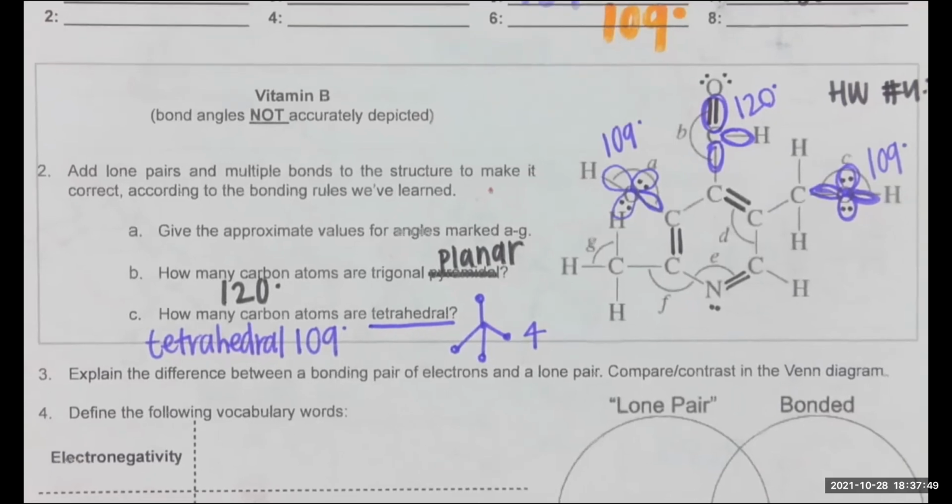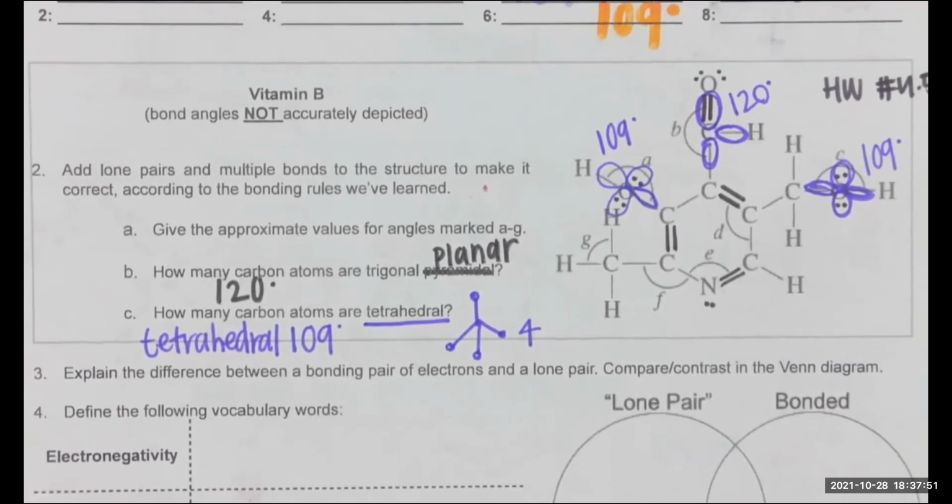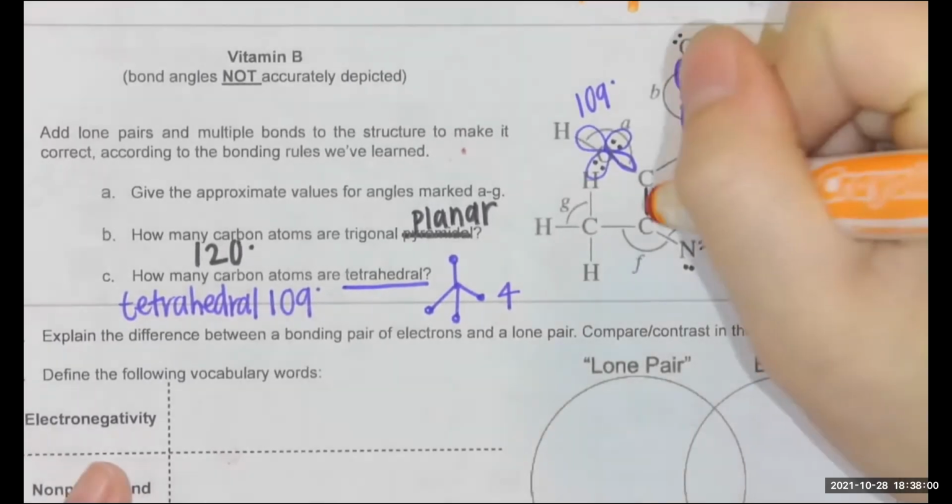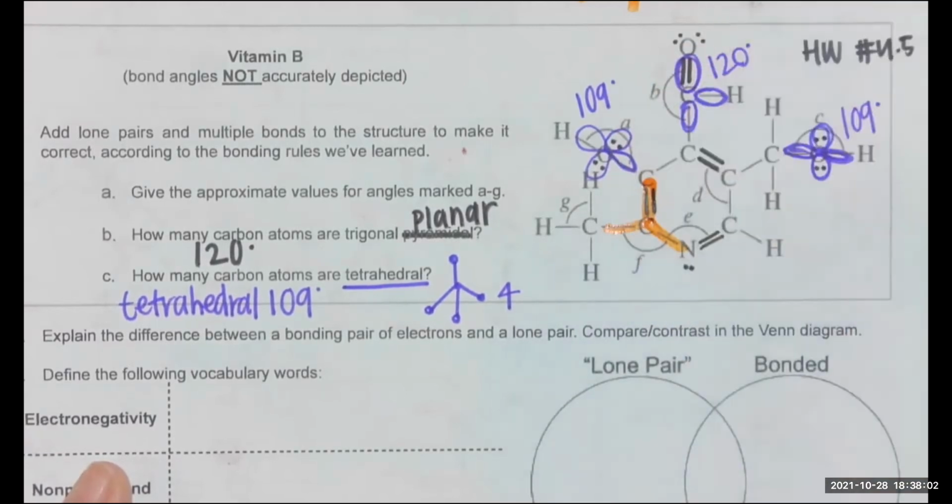I will leave the answer key with the teacher, with the sub, and you can check your work. But essentially, it's just really simple. How many things are attached? 1, 2, 3. 3 things are attached, and the bond angle is 120.